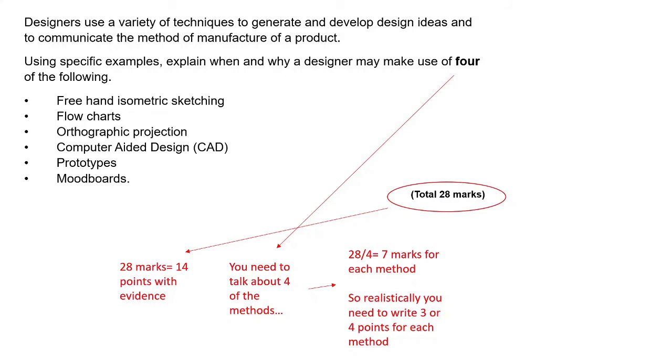So total 28 marks. Now we all know how to break these down by this point. So 28 marks is 14 points with evidence. So you need to talk about 4 of the methods. 28 divided by 4 is 7 marks for each method. So realistically, for each one, you need to write 3 or 4 points. So pick whichever 4 you think you could write enough about. And then really, you only need like 3 or 4 points for each one with an explanation to go with it as well. So pause the video, give yourself 28 minutes, have a go going through it, and I'll go through the answers with you.